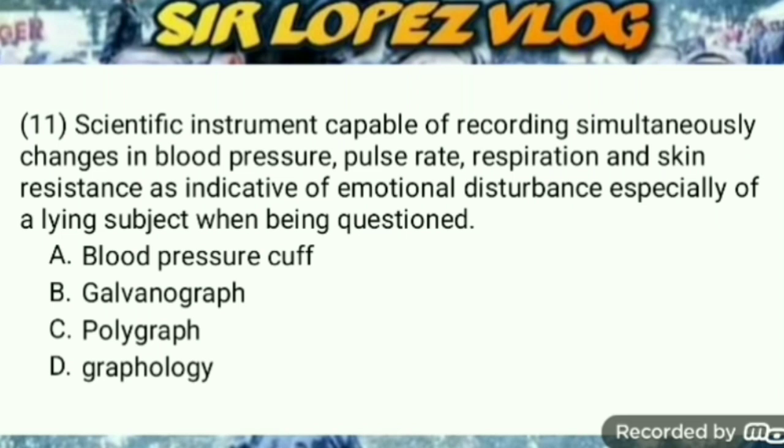11. Scientific instrument capable of recording simultaneously changes in blood pressure, pulse rate, respiration, and skin resistance as indicative of emotional disturbance, especially of a lying subject when being questioned. A. Blood pressure cuff. B. Galvanograph. C. Polygraph. Or D. Graphology.